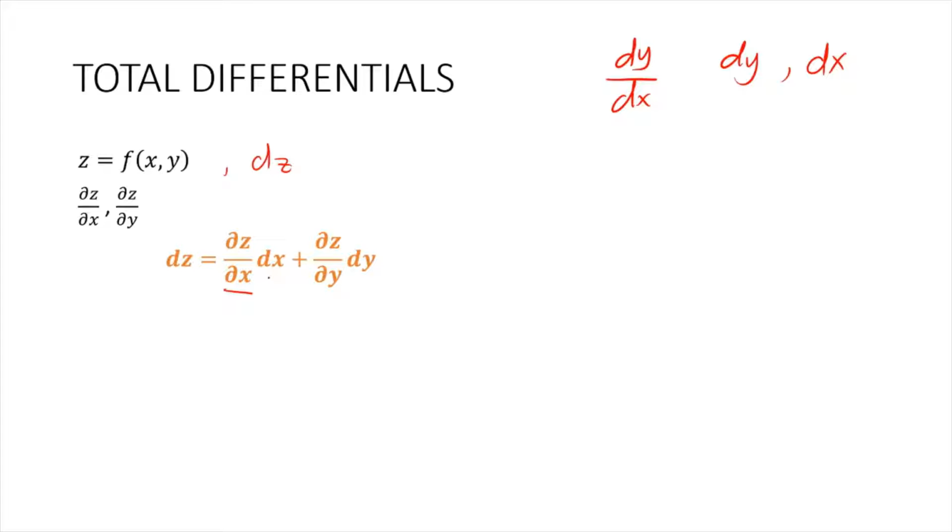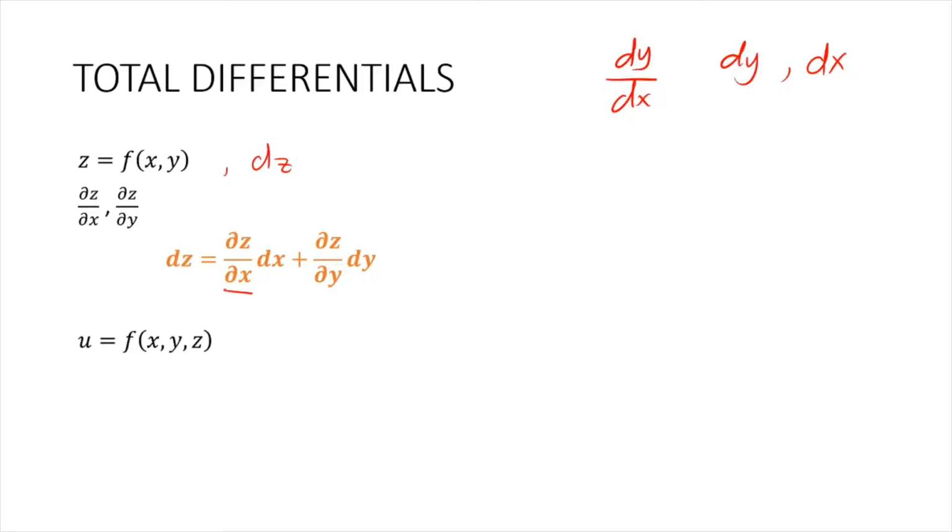So notice the difference between the differentials and the derivative and the partial derivative. Okay, so we have here again partial derivative of z with respect to x times the differential of x, dx, plus partial derivative of z with respect to y times the differential of y, dy. Okay, so this is again the total differential of the function z, where z is defined in terms of x and y.